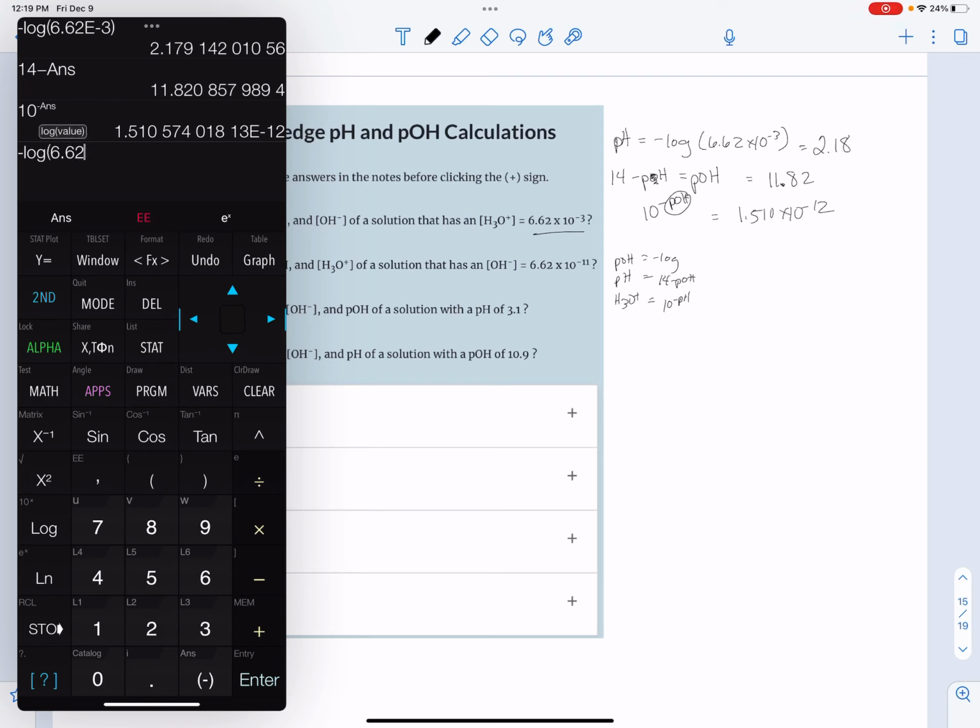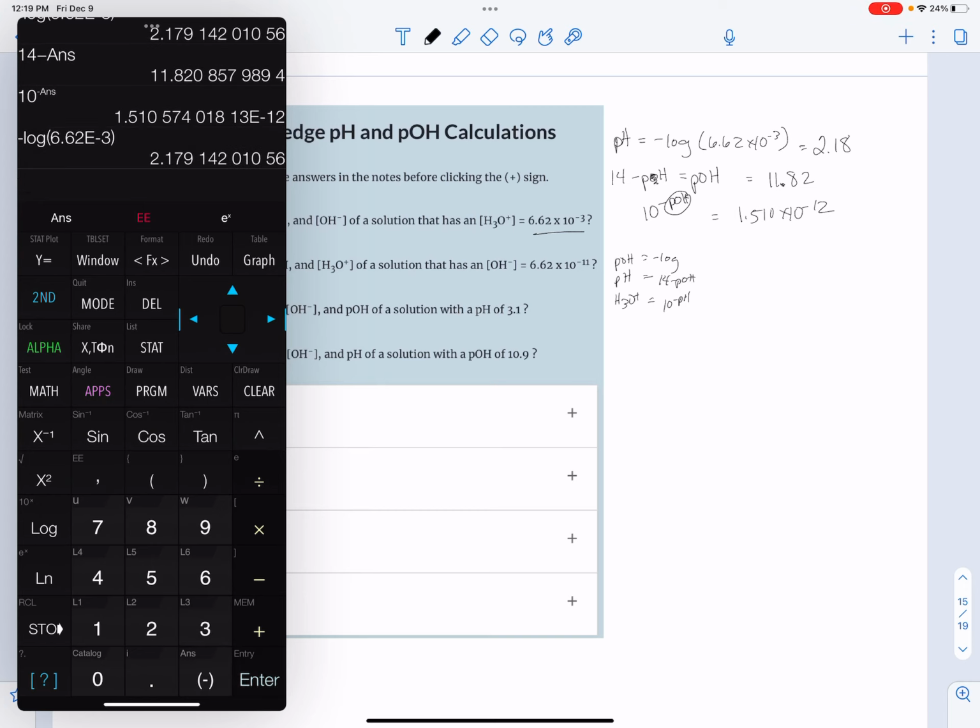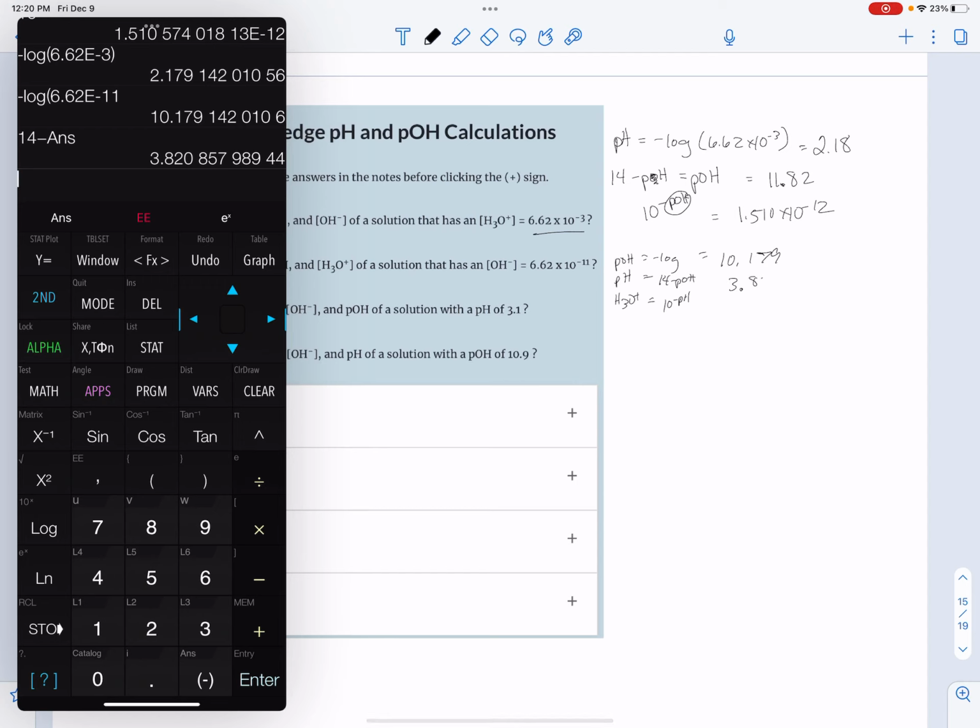So negative log of 6.62 e to the negative third gives me... I looked at the wrong one. I was like, that looks really familiar. 11th. There we go. Gives me 10.179 and then 14 minus that gives me 3.82, and then 10 raised to the negative, and again, I'm just going to use the answer, gives me 1.510.